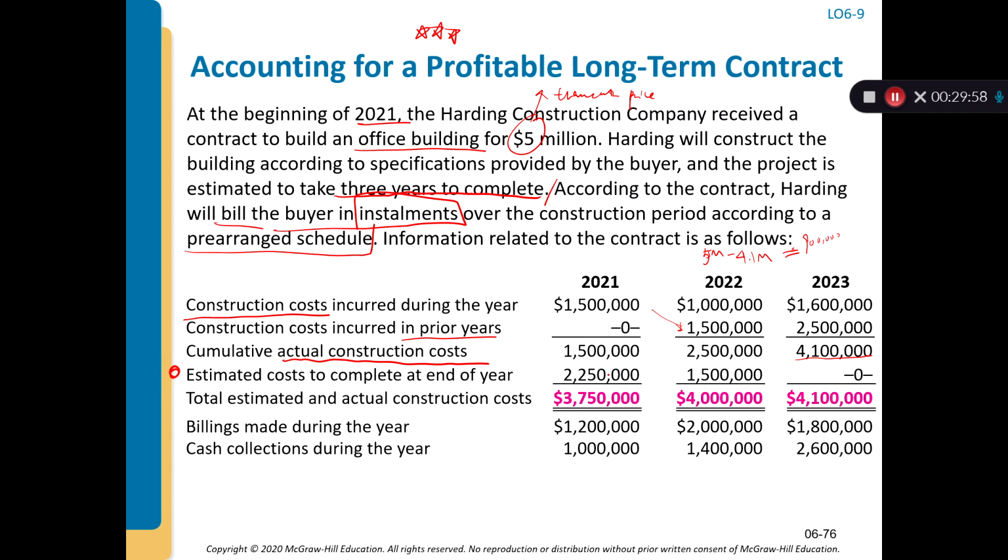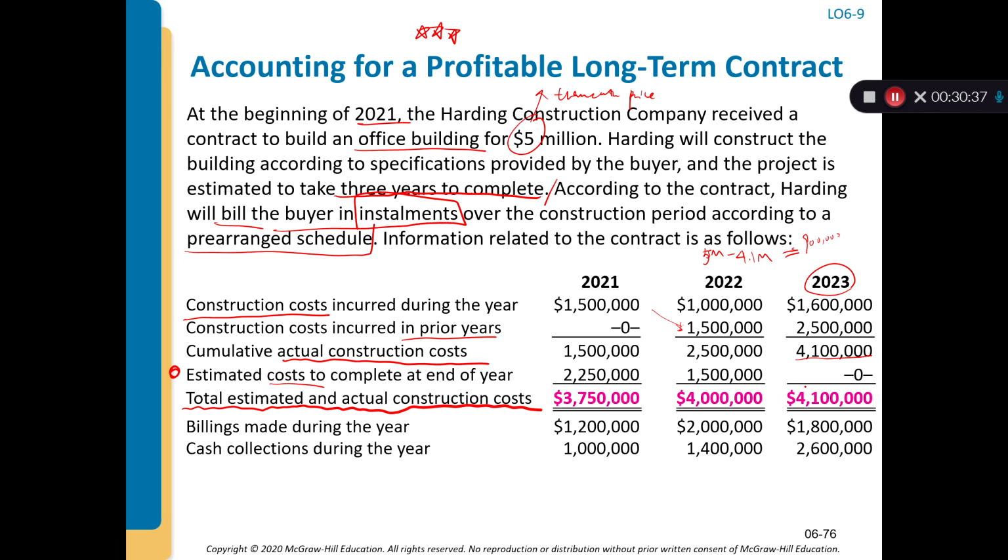At the end of year one, Harding said they expected the cost to complete this project to be 2.25 million. By year two, they re-estimated and said the estimated cost to complete is 1.5 million. And by year three, of course, you finish the project, so the estimated cost is 0. So at the end of each year, the total estimated and actual construction cost for year one is 3.75 million, year two is 4 million, and year three is 4.1 million.